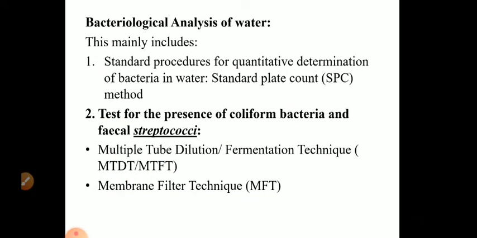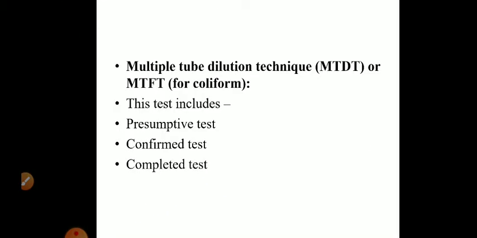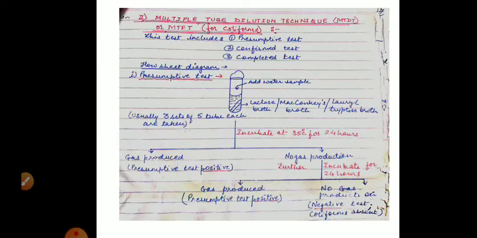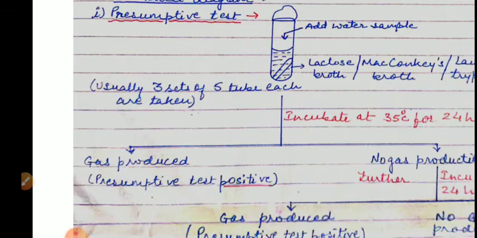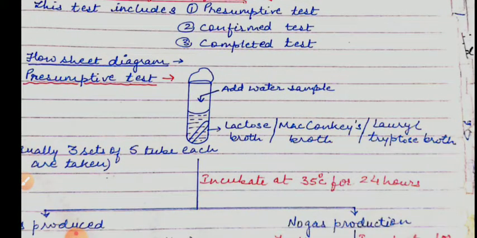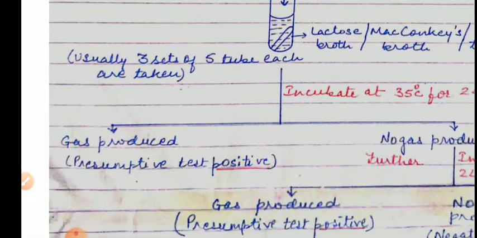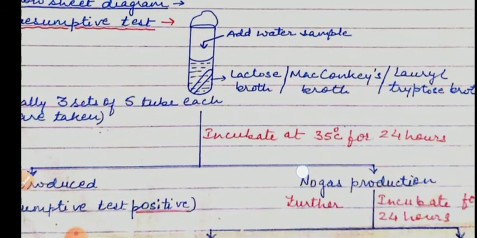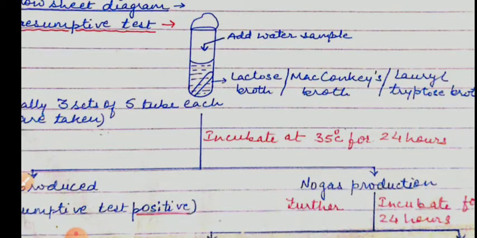Now the multiple tube dilution technique for detection of coliforms in water consists of three tests. Number 1, presumptive test. Number 2, confirmed test. And number 3, completed test. Now, if we look at the protocol, in the case of the presumptive test, the medium that is used is either lactose broth or McConkey's broth or lauryl tryptose broth. Any of the three media can be used.